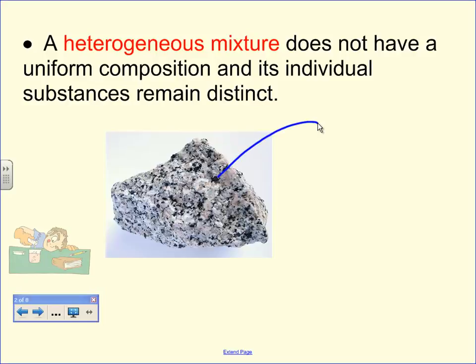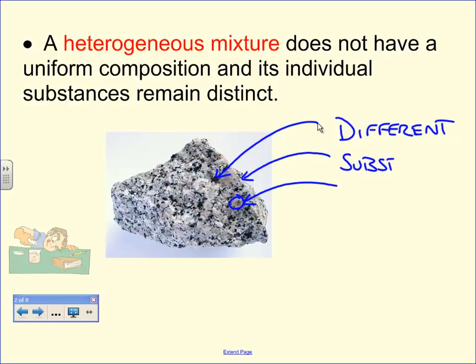The first of these is what's called a heterogeneous mixture, which means that it's not the same all the way throughout. It doesn't have a uniform composition. What we've got here is a piece of granite, a type of rock that's composed of at least three different types of minerals. So these are three different substances, and if you look at it, they're not evenly distributed.